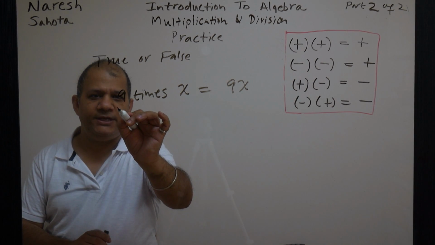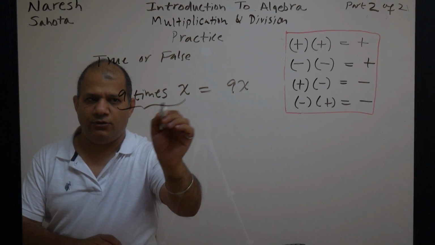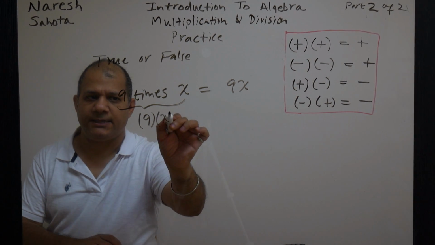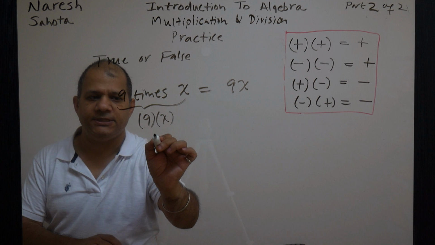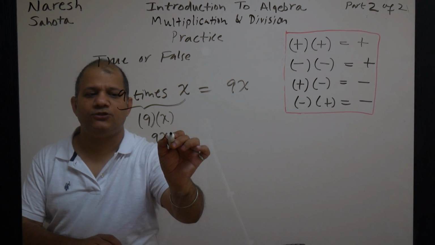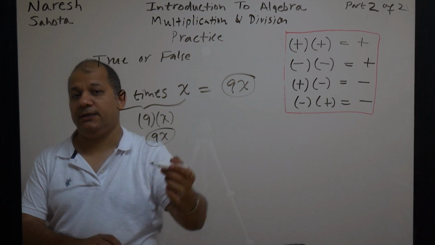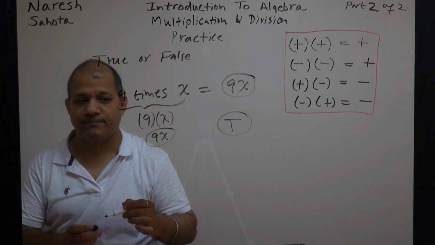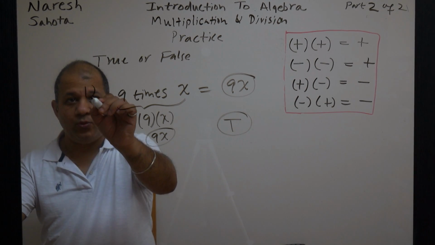Okay, so we need to determine how we write 9 times x mathematically. So this would be 9 in brackets times x, right? Now remove the brackets, 9 times x is 9x. So we get 9x on the left side, and we have 9x on the right side, and to me that looks like a true statement. So we'll say this is true. All right, so that was example 1.